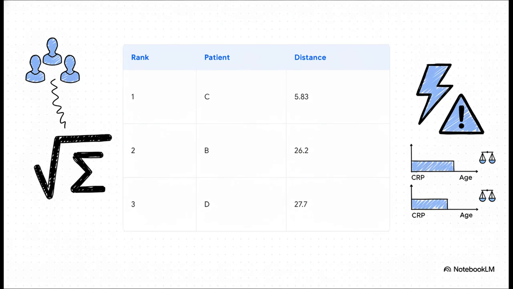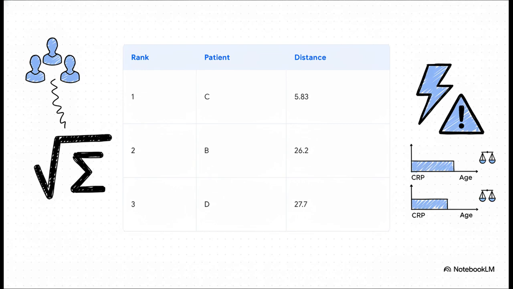All right, after crunching that straight-line ruler math, here are the results. The closest match is patient C at a distance of 5.83. Next up is patient B at 26.2 and patient D at 27.7. So C, B, and D are our 3 nearest neighbors.